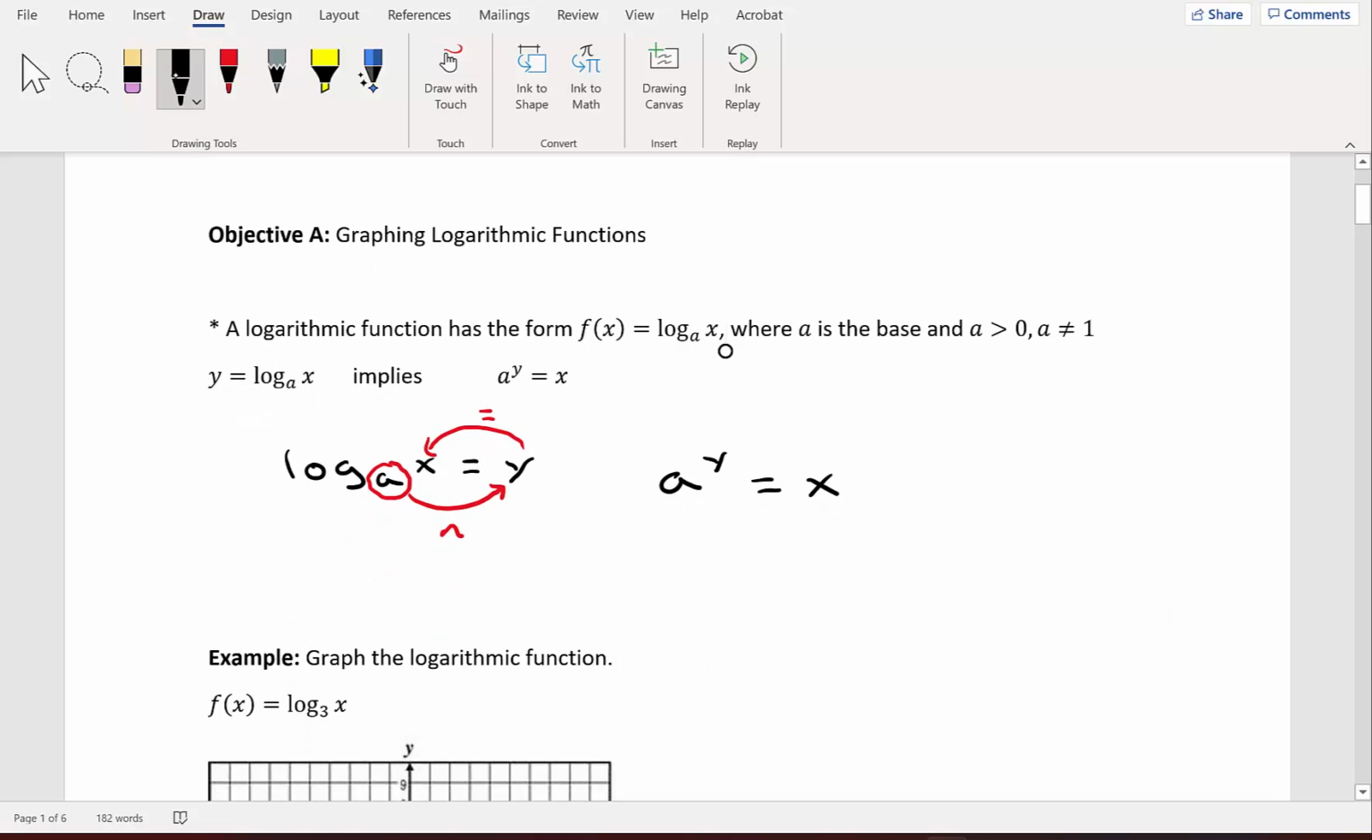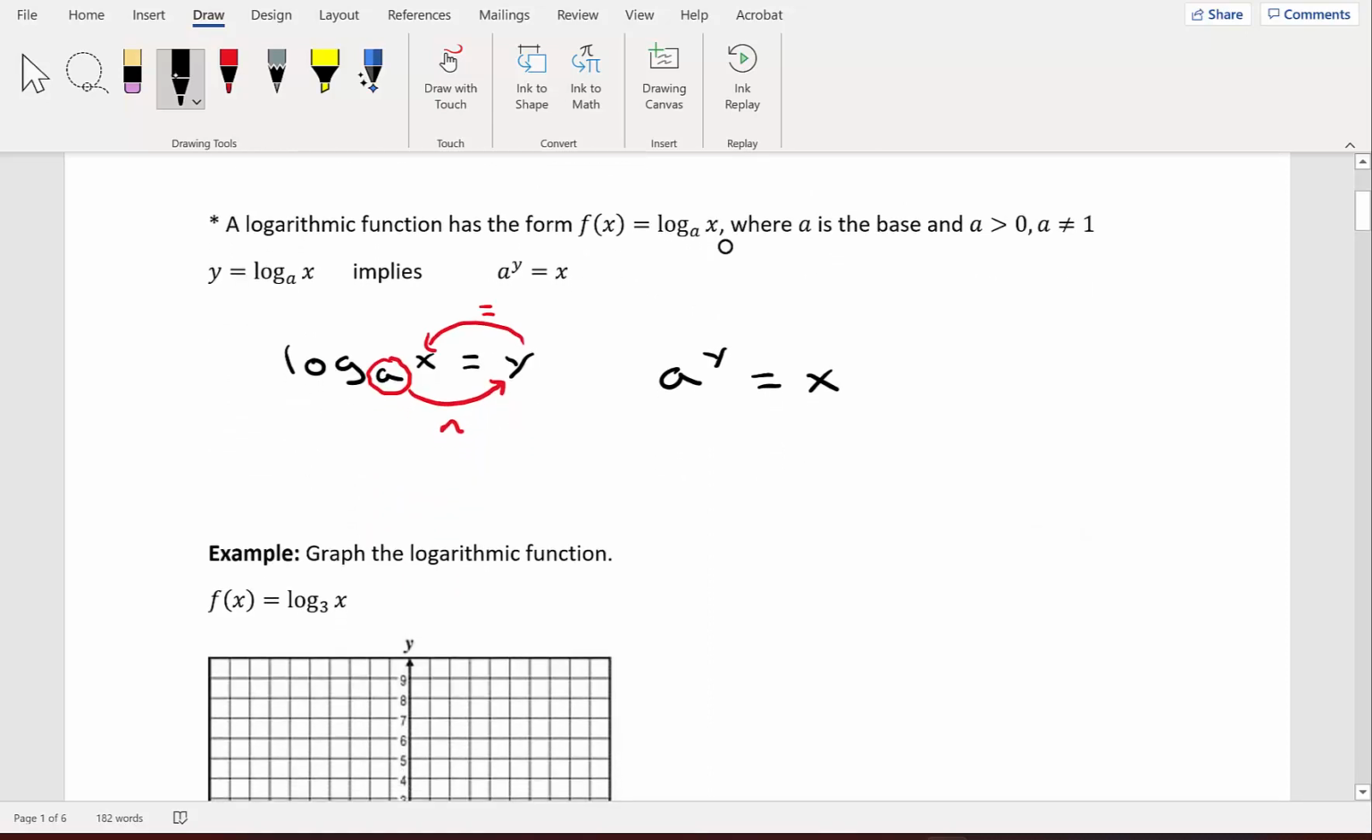Let's take a look at an example. So graph the logarithmic function. So we have f of x is equal to log base 3 of x. Now instead of having f of x, I'm going to change that to a y. So I have y is equal to log base 3 of x. Now I'm just going to rewrite this equation so my y is on the other side. That way it's easier for me to change it into exponential form. So I have log base 3 of x is equal to y. So I'm going to take my base, raise it to the yth power, and it has to be equal to x. So my new equation becomes 3 raised to the yth power is equal to x.